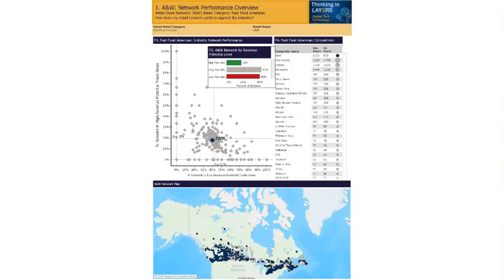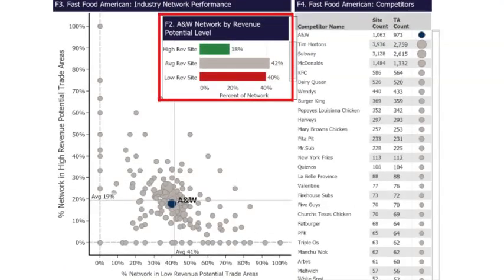Figure 1 is a summary of the performance of a retail network inside the context of its industry, the A&W fast food network in this example. The table on the right provides a list of competitors, while the smaller inset graphic divides the A&W network into three revenue potential categories. High revenue sites are in the top third, average sites in the mid third, and low sites in the bottom third.